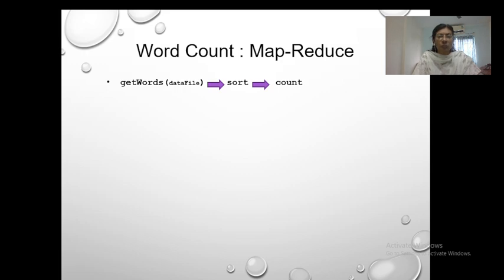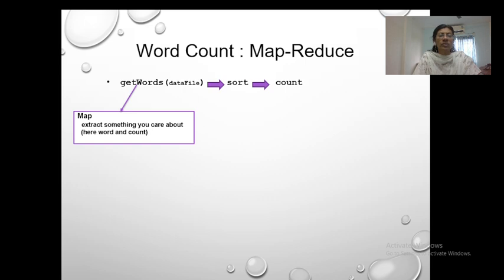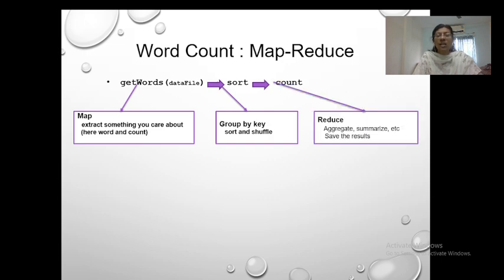So for the word count problem, initially we have to get the words, that is the data file, then sort it and then count it. In MapReduce it would be mapping, that is, extract something we care about, which in this example will be the words and the count. Then comes grouping the words and shuffle. And finally reduce, where reduction includes aggregation, summarization, etc., and finally save the results.